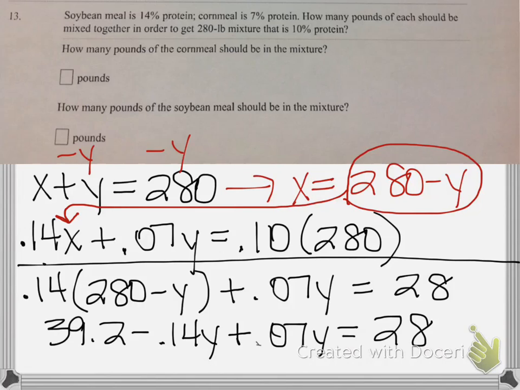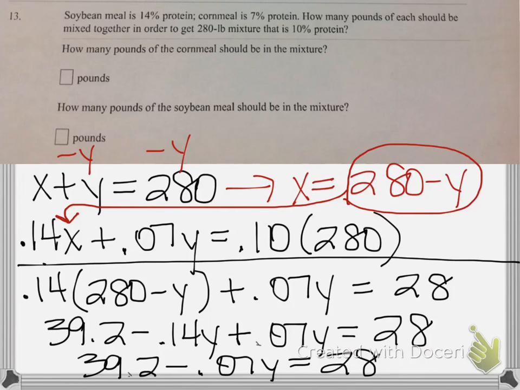Once you get to this point, like I said, I'm kind of running out of room, but I'm just going to talk about what I would do with the rest. What would be the next step you would do here? Yeah, you can combine your like terms right here. So I'm still going to have my 39.2 minus 0.07y, because I have a minus 0.14y plus a 0.07y. So a minus 0.14 plus a 0.07 is a minus 0.07y equals 28.